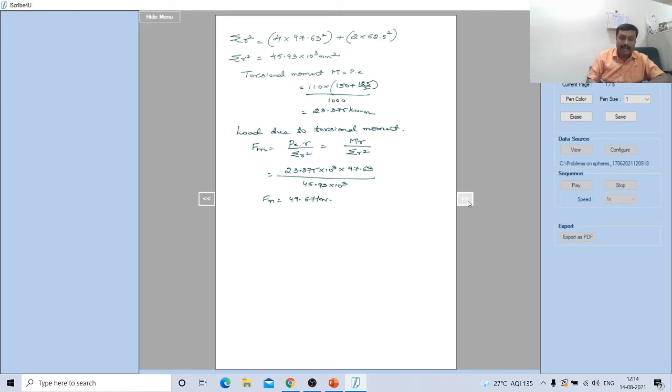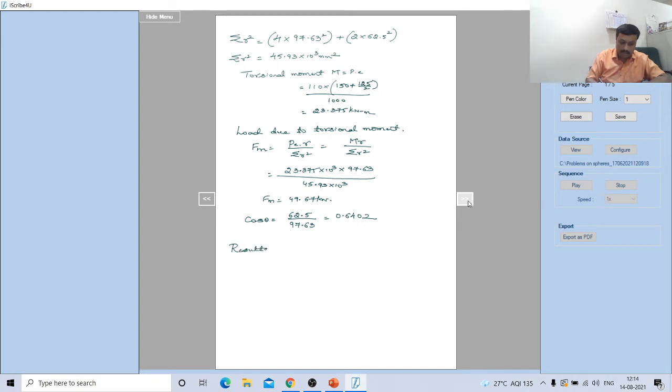Now calculate the angle. So cos theta will be, looking at the figure, it is 62. Cos theta is adjacent by hypotenuse. So adjacent is 62.7 and hypotenuse is 97.63. So it is 0.6402.